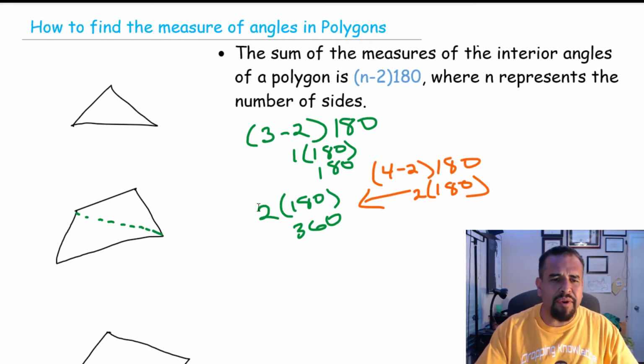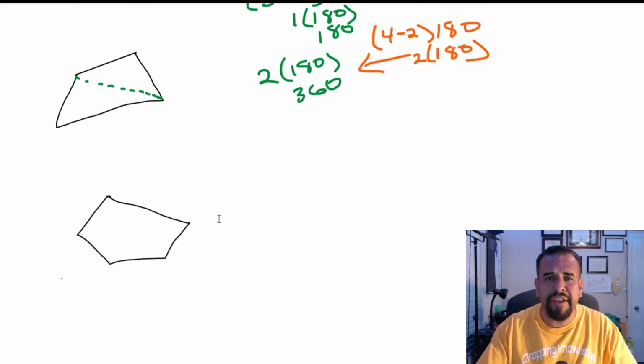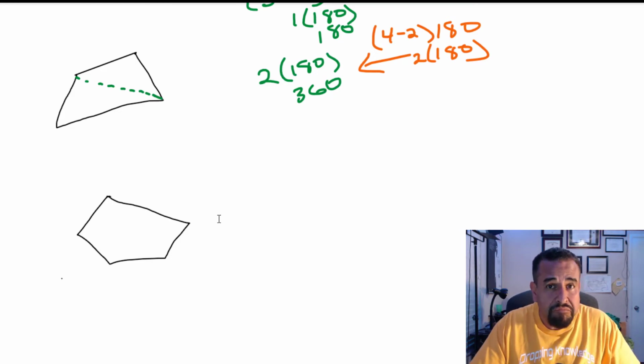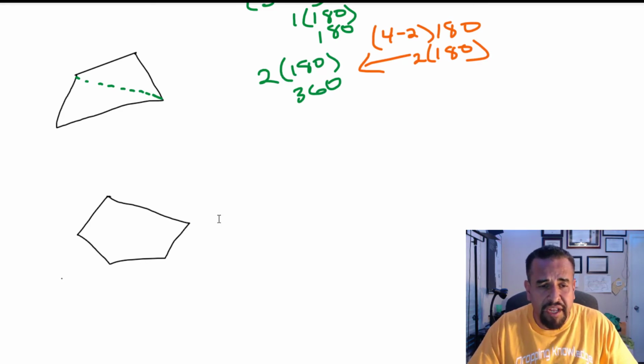So pay attention. What I want you to do is look at this one. Use the formula. Go ahead and pause the video. See if you can do it. So, what did you do? Did you just count the sides? There's nothing wrong with that. Did you cut it into triangles? You could have done that.